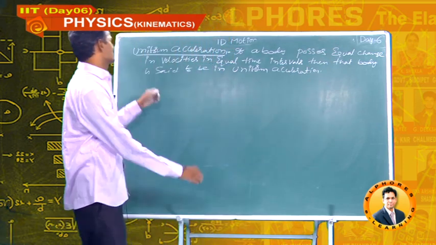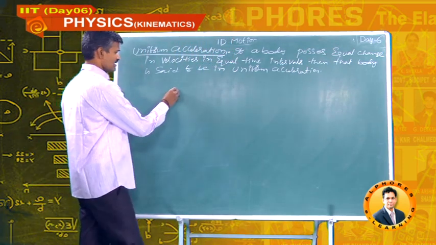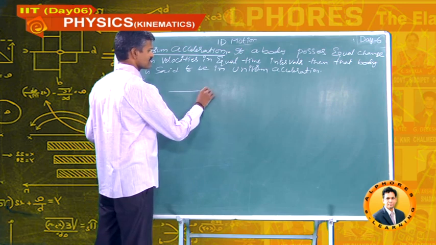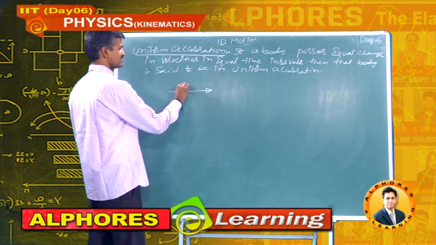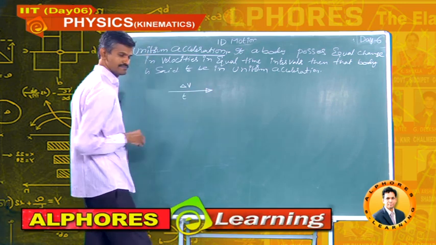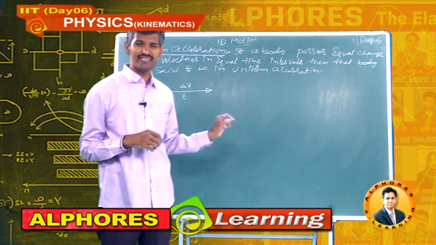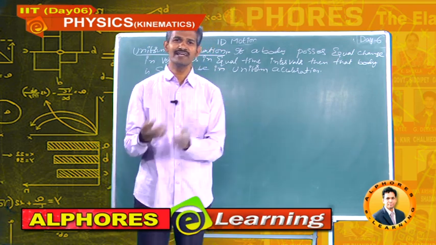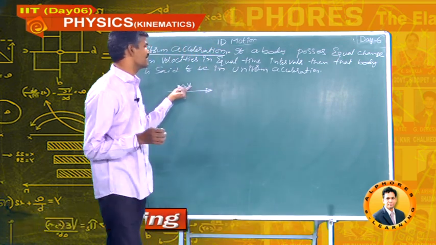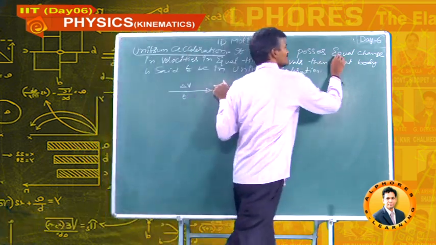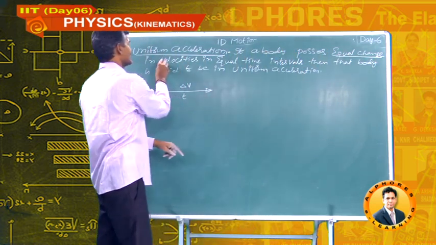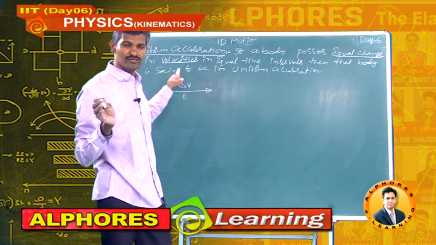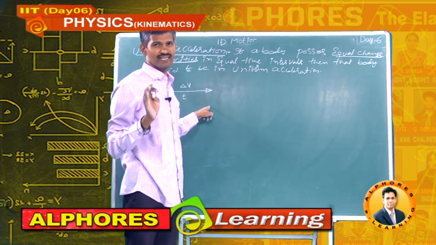Okay, now suppose I am considering a particular body. It has some change in velocity delta v in time t. Change in velocity is a vector quantity. A vector has two properties, magnitude and direction. So the change in velocity must be the same. They should possess equal changes in velocities, in the sense they should be the same in magnitude and direction.